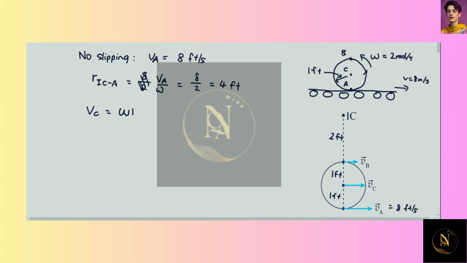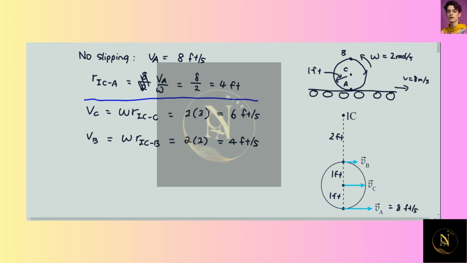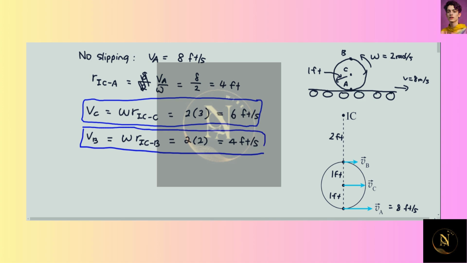Then VC will just be omega times r from IC to C, so this is 2 times 3, which is 6 feet per second. And then VB is equal to omega times r from IC to B, so this is 2 times 2, 4 feet per second. So this is VC, and this is VB. And that's all.